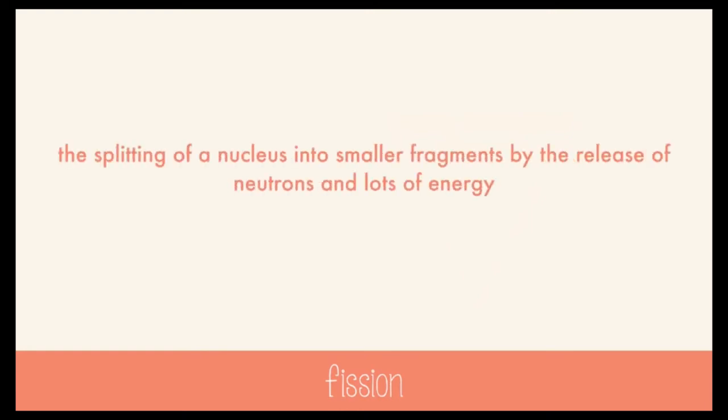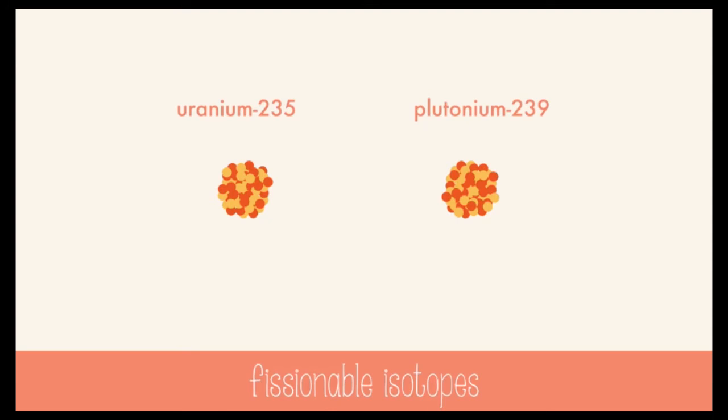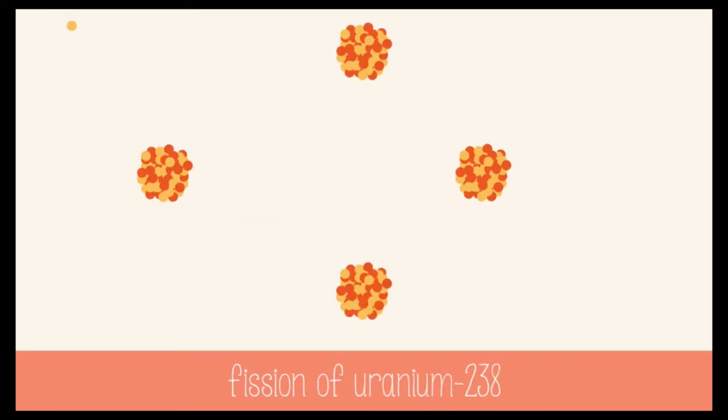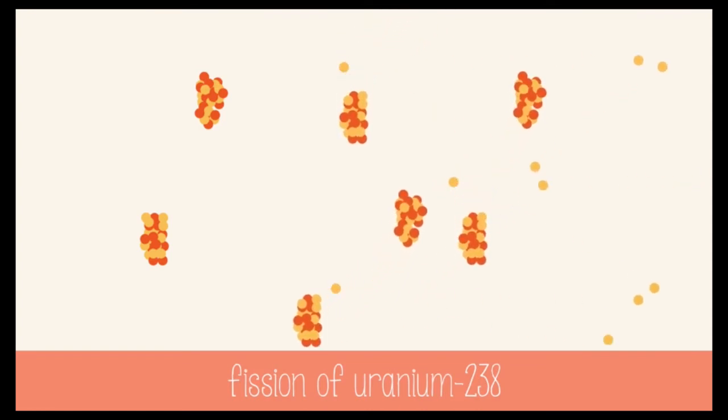Fission is, in a small part, the opposite of fusion. It's the splitting of a nucleus into smaller fragments by the release of neutrons and lots of energy. But nuclear fission will only happen when neutrons hit one of two fissionable isotopes, uranium-235 or plutonium-239. First, a neutron hits uranium-235, which makes it so unstable it breaks into two smaller parts and also releases three neutrons. If these neutrons hit other uranium-235 atoms, it can start a chain reaction.